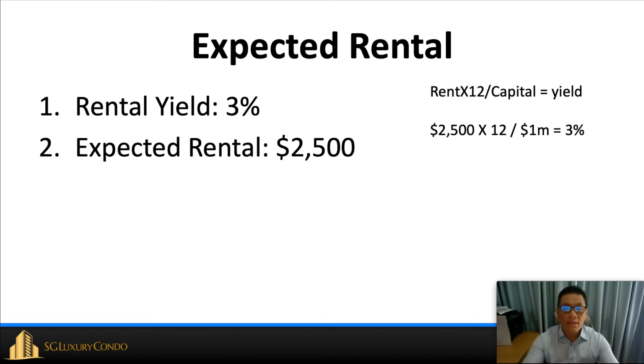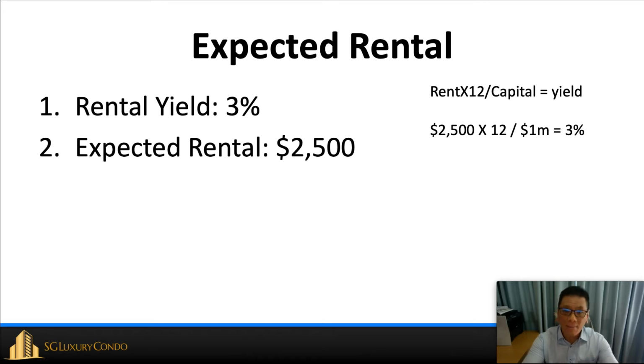So first of all, let's have a baseline of the rental that we'll be expecting. Now in the Singapore market, looking at a 99-year leasehold property, we will expect a rental yield of 3%. So when we look at the property, we will work backwards. The formula is rent times 12 divided by the capital, which gives you the rental yield. If we put this rental yield at 3%, looking at a 1 million property and working backwards, we expect the rental to be 2,500.